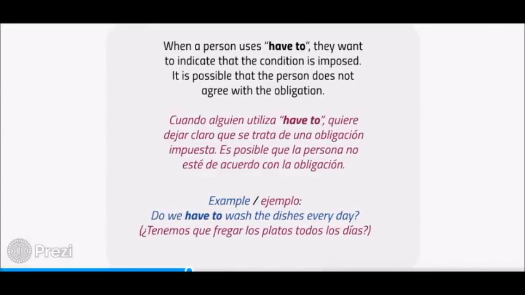When a person uses have to, they want to indicate that the condition is imposed. It is possible that the person does not agree with the obligation. Example: do we have to wash the dishes every day?